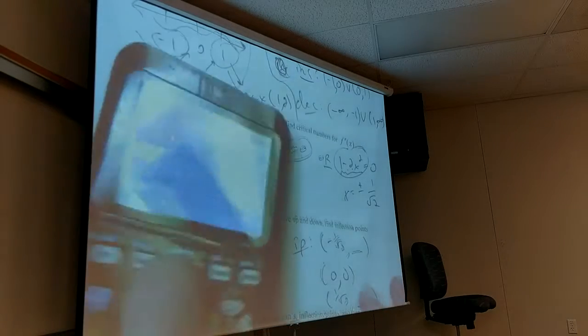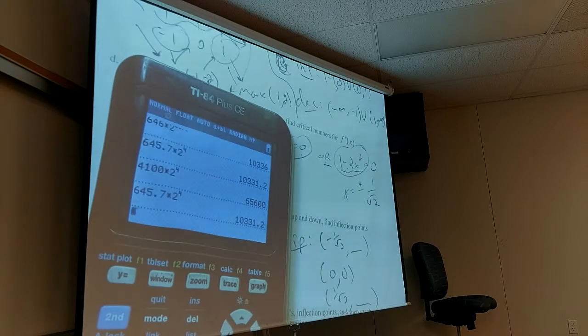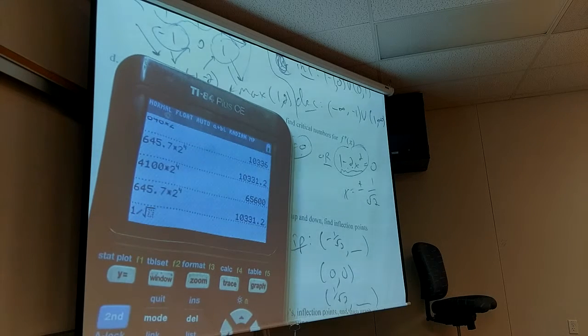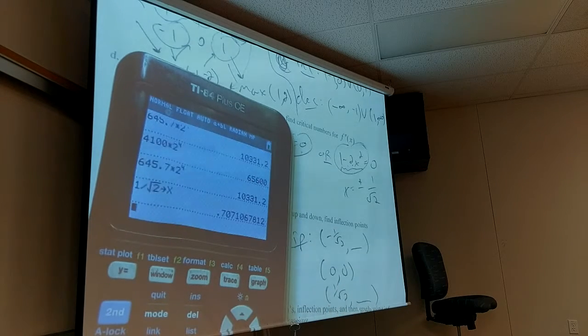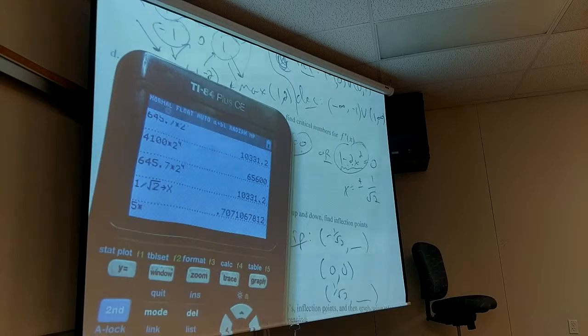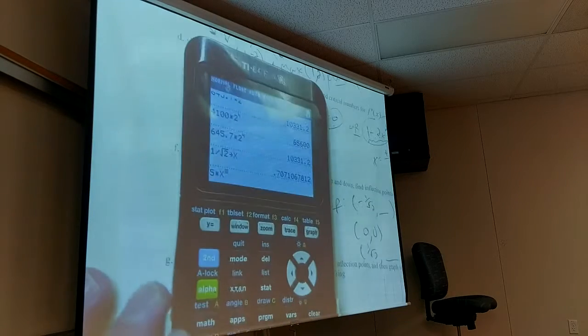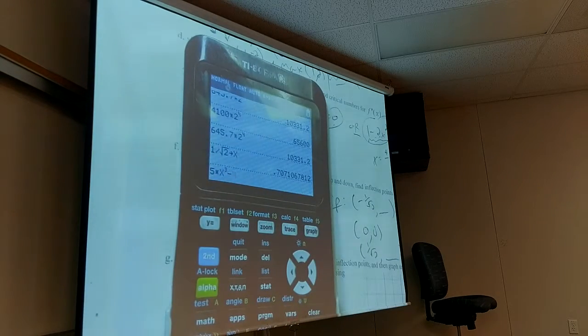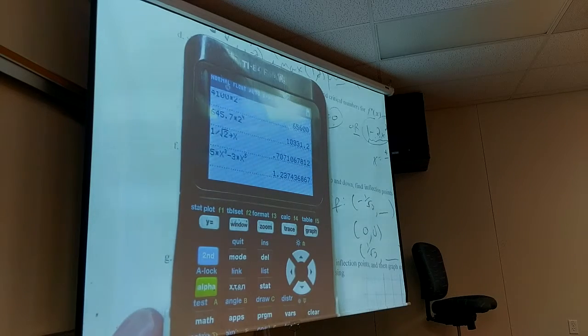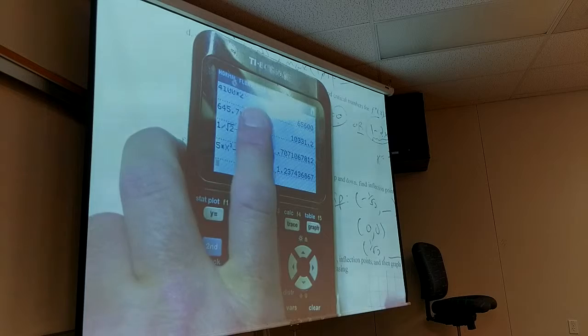So let's see. If I put this in here, let me do this. 1 divided by square root of 2, this is kind of cool. Store that in x. Then I can just do 5 times x cubed minus 3 times x to the 5th power. Anybody doing that? I get 1.2 roughly.